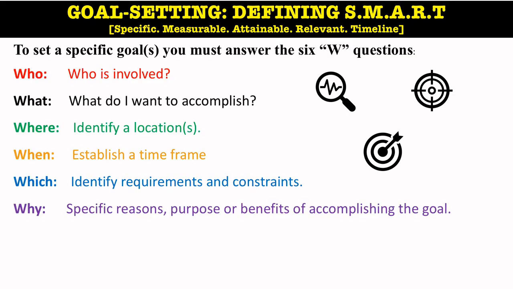But in order to understand and know that, we need to answer these 6 W's when we're creating SMART goals, which are: who is involved, what do I want to accomplish, where are these goals taking place, right? Where do you identify a location or space to carry out the goal? When, once again, establishing a time frame from beginning to end. And then which, identify what is it going to require of you, and what are some challenges or constraints in your process you need to be mindful of.